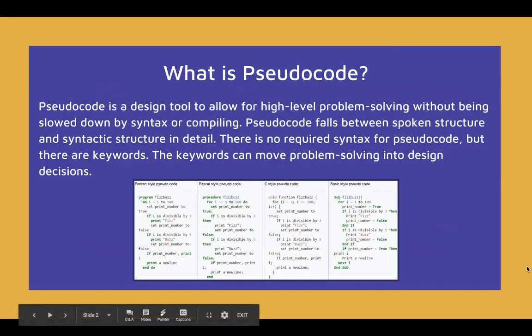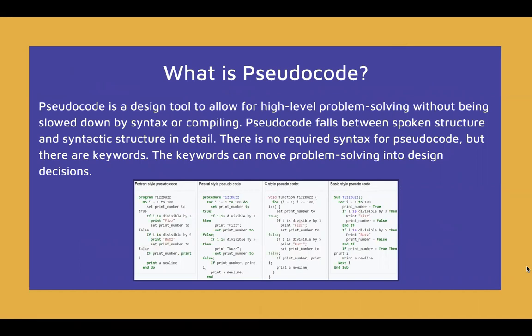Pseudocode is a design tool to allow for high-level problem solving without being slowed down by syntax or compiling. Pseudocode falls between spoken structure and syntactic structure in detail. There is no required syntax for pseudocode, but there are keywords. The keywords can move problem solving into design decisions.